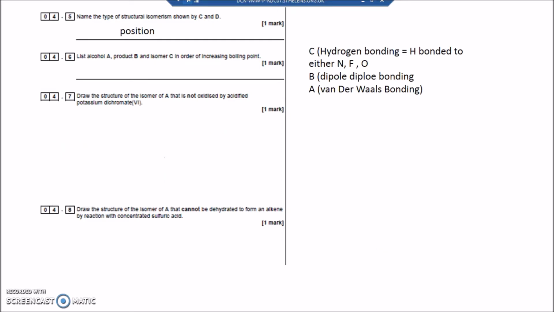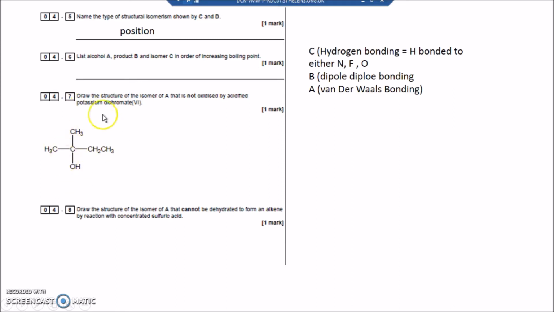Draw the structure of the isomer A that is not oxidized by acidified potassium dichromate. So you're looking for an OH on a carbon that's got 3 other carbons bonded to it. Potassium dichromate will oxidize primary or secondary alcohols, but it won't oxidize a tertiary alcohol. A secondary alcohol, like the one in the question, will turn into a ketone, and a primary alcohol will turn into an aldehyde because the OH is at the end at carbon number 1.